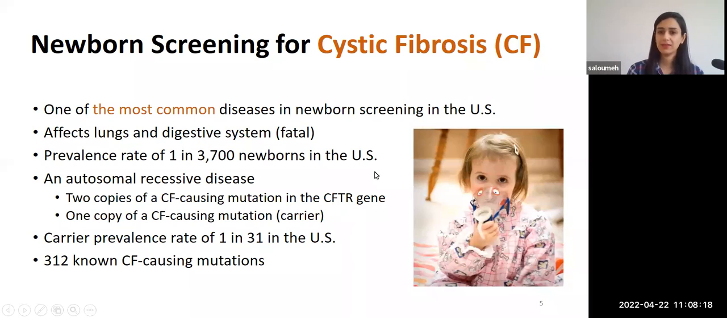You may think that it's not that high, but CF is an autosomal recessive disease, which means that in order to have the disease, you need to have 2 copies of a CF-causing mutation in your CFTR gene. If you only have 1 copy of a CF-causing mutation, you are a carrier, which means that you don't have the disease, but you can transfer the mutation to the next generation. The carrier prevalence rate of CF in the US is 1 in every 31 individuals, which is a high number. And currently over 300 known CF-causing mutations are identified.